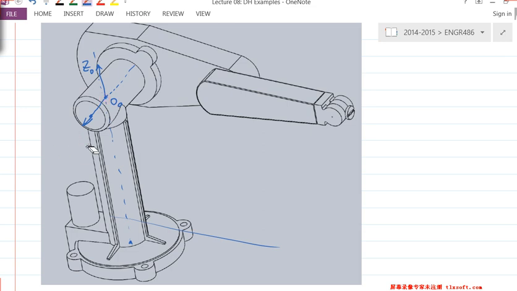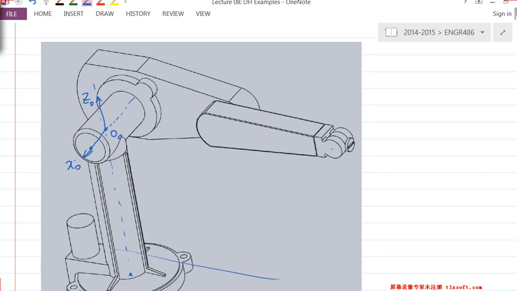So this O naught is also here. In my lecture, I actually assigned it differently. I assigned Z1 pointing that way. That's fine, though it does make a little difference. So point the Z1 in that direction. O naught is here, and O1 is also here.